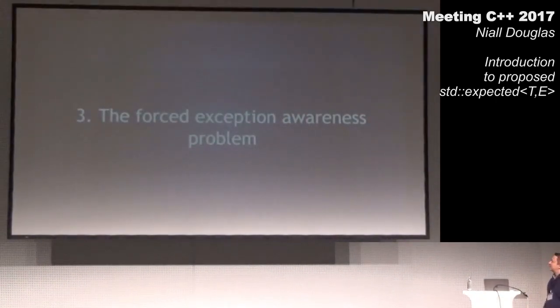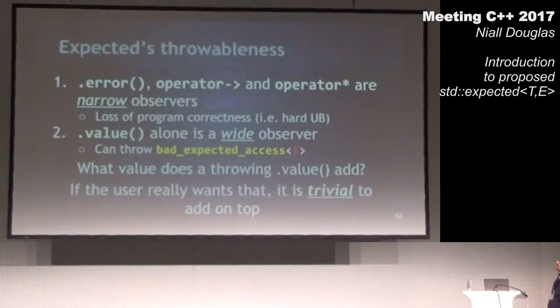The forced exception awareness problem, I've kind of already talked about that. This is one of those weird things where the error observer and the pointer dereference observers are all narrow. So if you try to observe an error when there's no error there, you just get hard, undefined behavior. Usually you'll trash the stack, and you'll get memory corruption. And yet, weirdly, value is a wide observer.